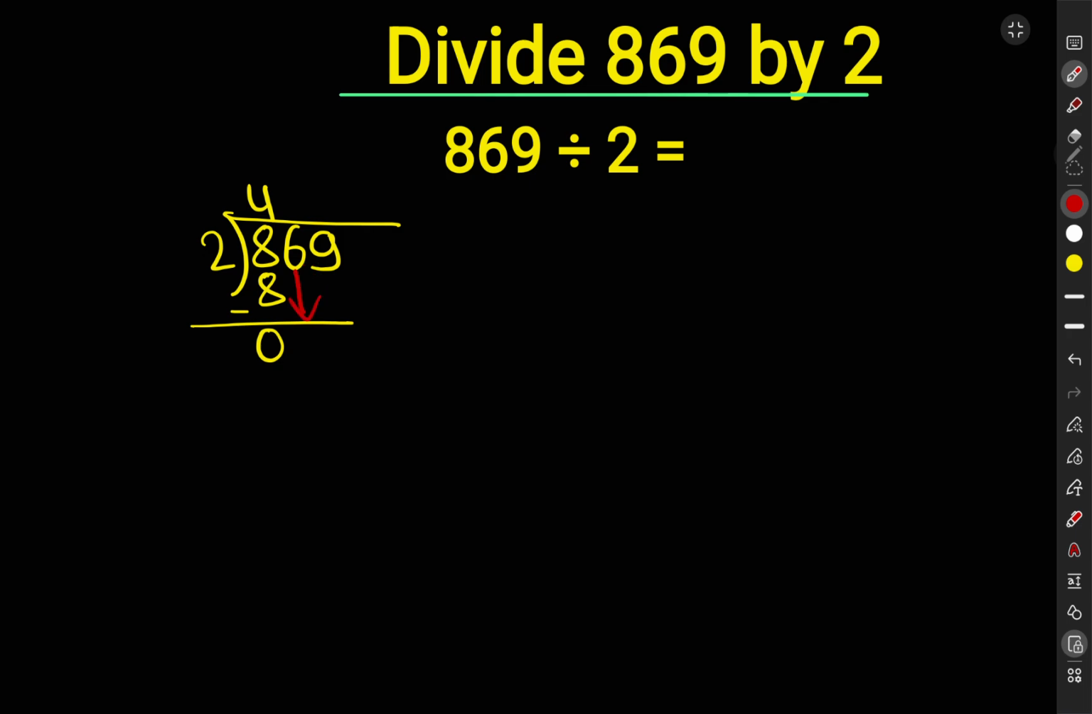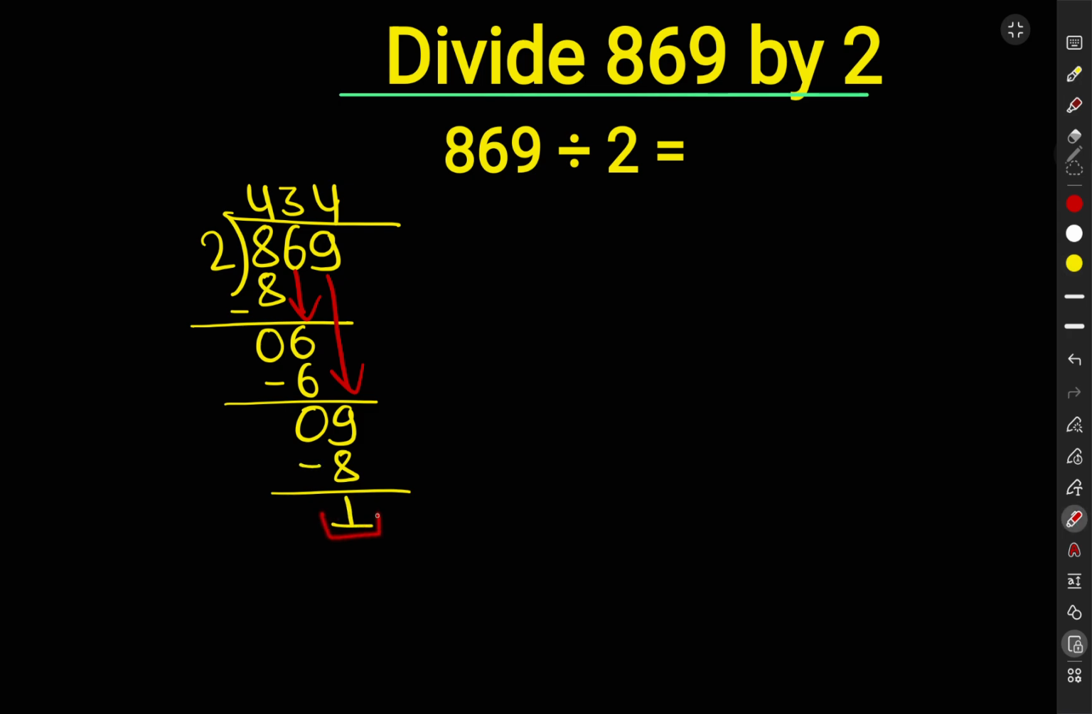So now we put down this 6 and 2 times 3 is 6. On subtracting we get 0. So again we put down this 9 and 2 times 4 is 8. On subtracting we get 1.